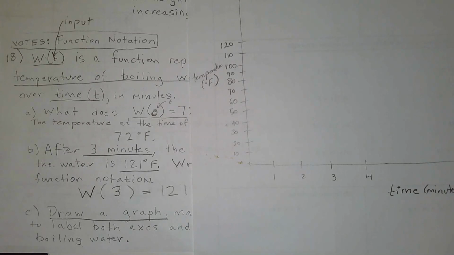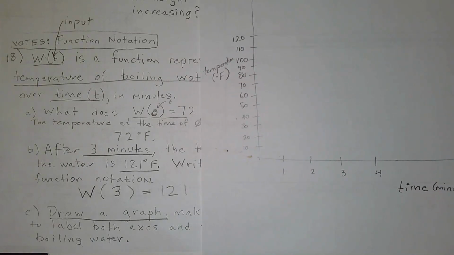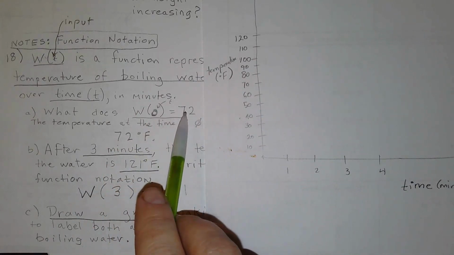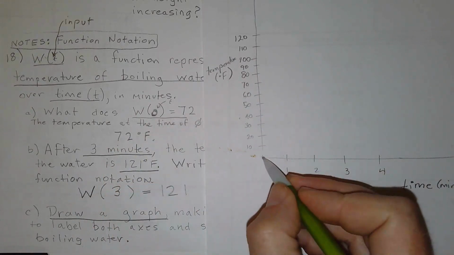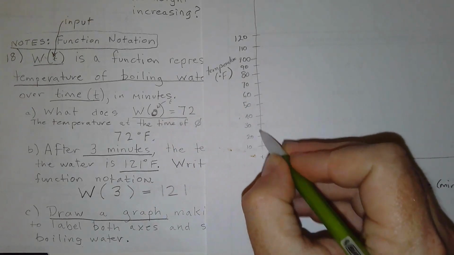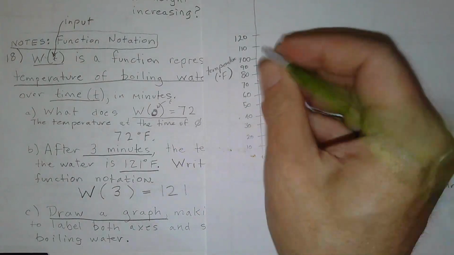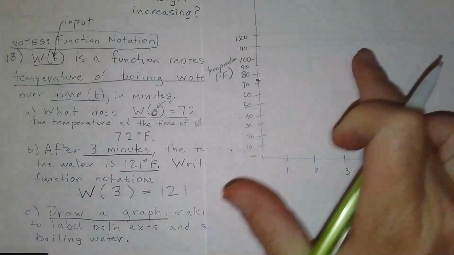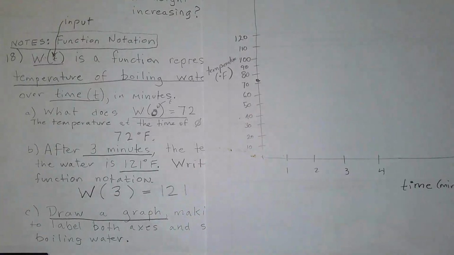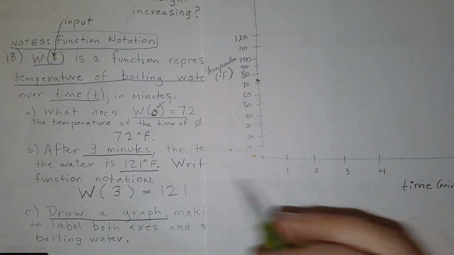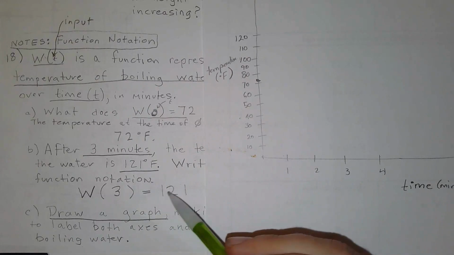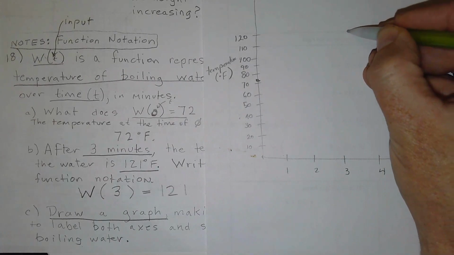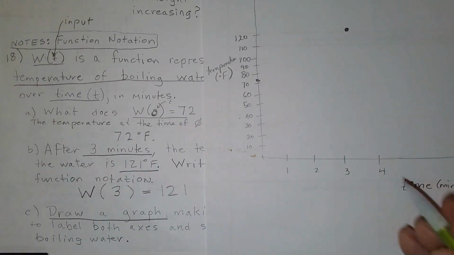And in this one, we just have 2 points to graph. So in the first, we said at time 0, the temperature was 72. So I'll find my time 0, which is here, and I'll go up to 72, which is something slightly above 70, and I just put a point there to represent that. And then the second one, I did W of 3 equals 121. So I go to 3, and now I go up to, I have 120 over there, so it's slightly above 120.